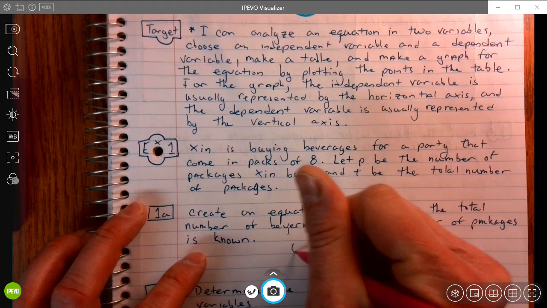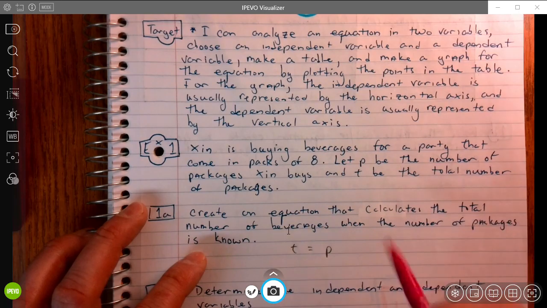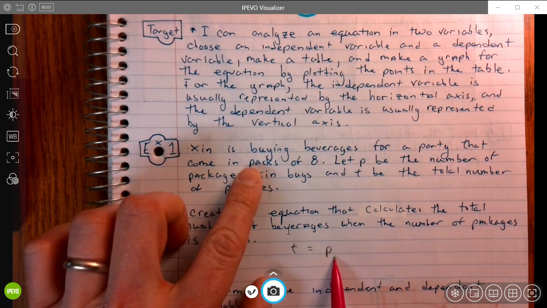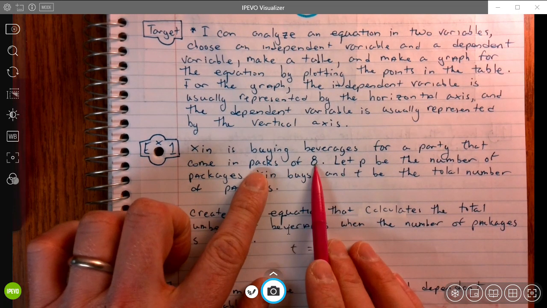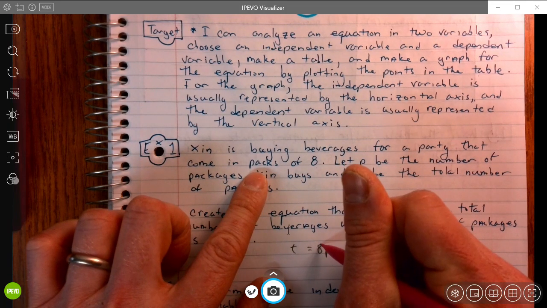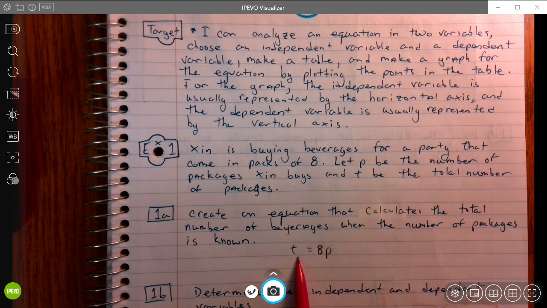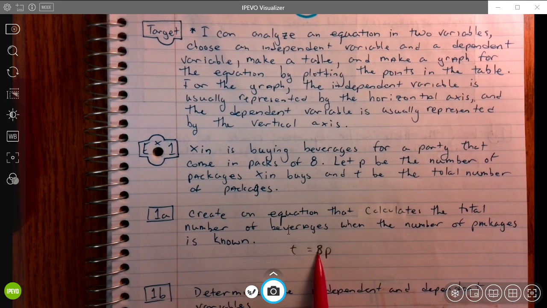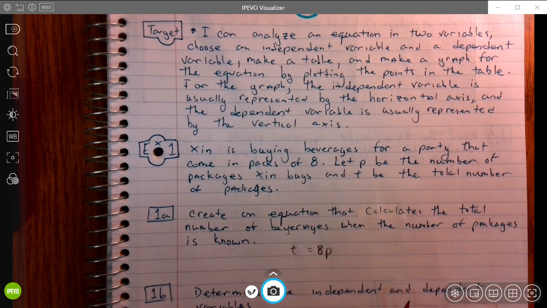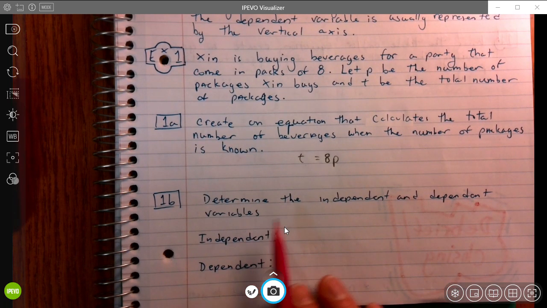Well, the total is going to be equal to the number of packages, but how many beverages are there in each package? There are 8. So now we know the total number of beverages is the number of packages times 8, right? So question 1b says determine the independent and dependent variables.